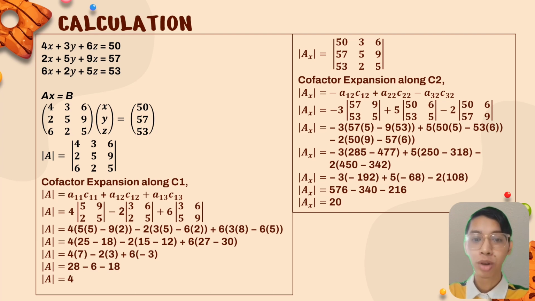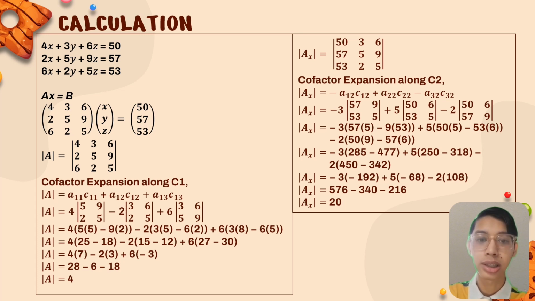We move on to the calculation. First, we need to make 3 equations. The first equation is 4x plus 3y plus 6z equal to 15. The second one is 2x plus 5y plus 9z equal to 57. And the third equation is 6x plus 2y plus 5z equal to 53.